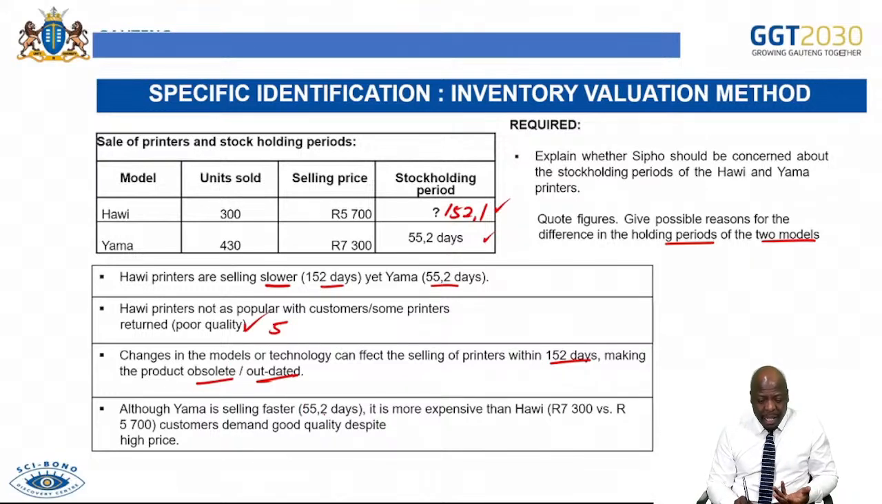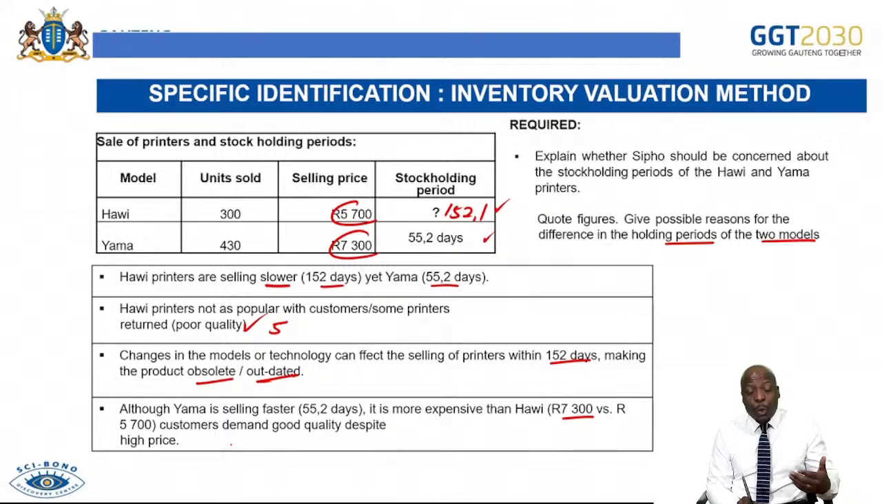Even though the Yama is selling faster, it is more expensive than the Howie. You can see the price is 7.3 here against what the Howie is selling for, which is 5.7. So customers demand the good quality despite the high price. Okay, so this is also something that needs to be considered, that our customers would actually prefer to go for the Yama even though its price is a bit high.